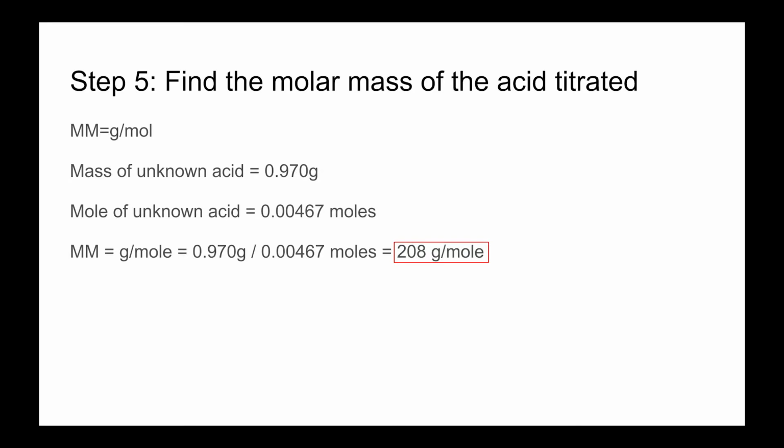The fifth and final step of the process is to find the molar mass of the acid titrated. This is accomplished using the formula molar mass equals grams over moles. Two values are plugged into the equation: the mass of the unknown acid, which is 0.970 grams, and the moles of the unknown acid, which is 0.00467 moles. Putting these into the formula by dividing the mass by the moles yields the result of 208 grams per mole, which is the final molar mass of the acid that was titrated.